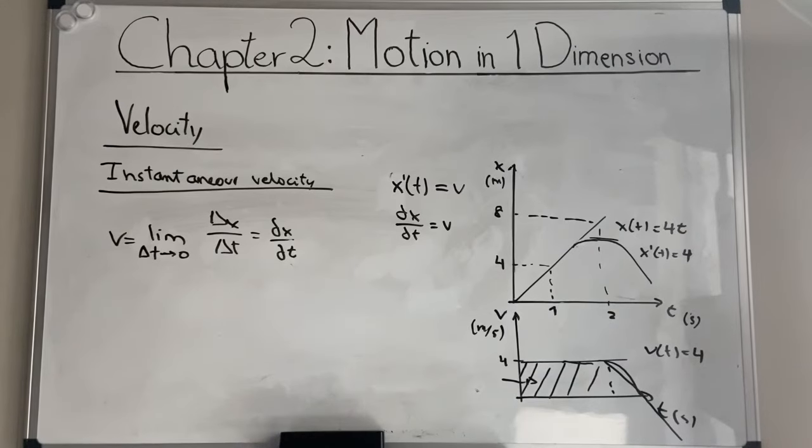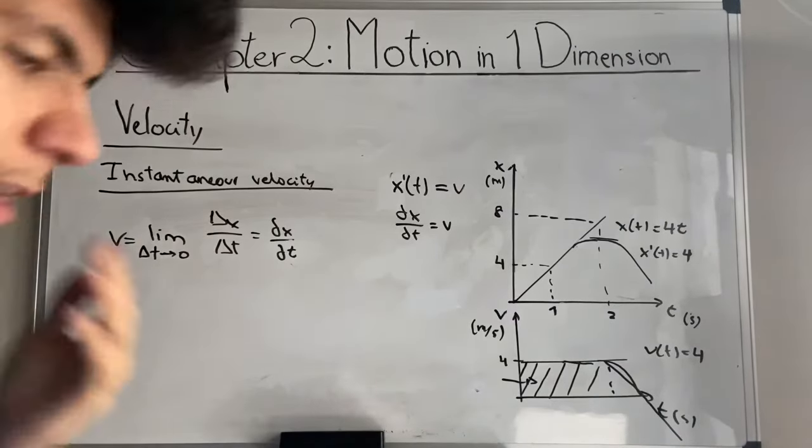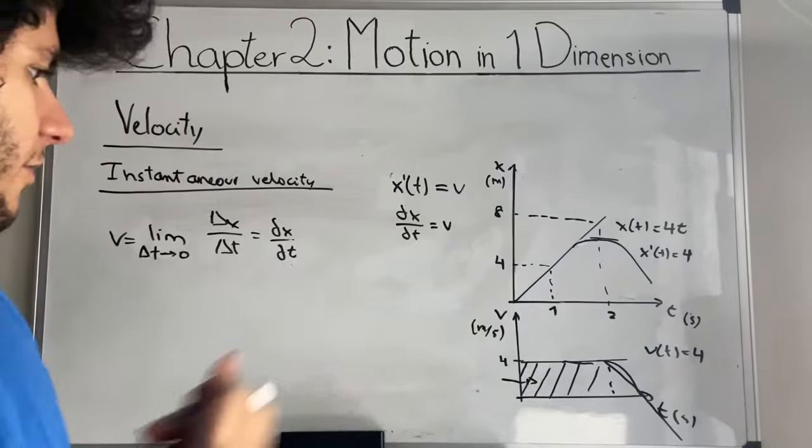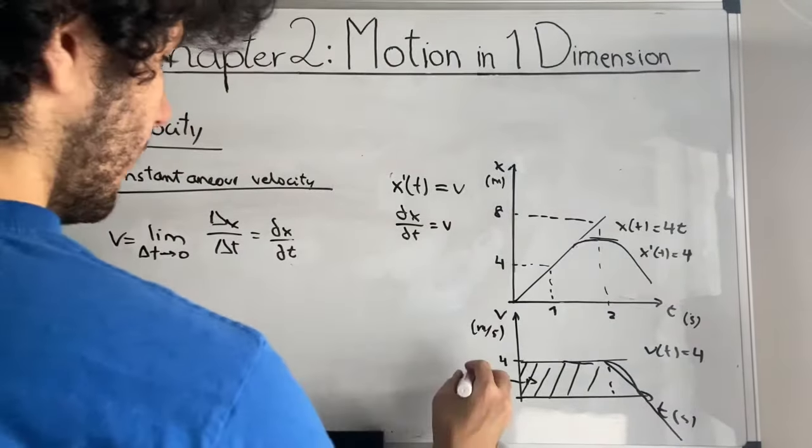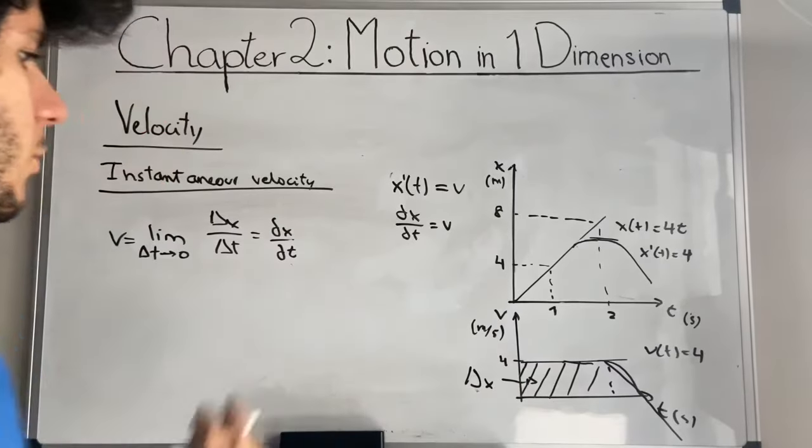All right, so moving on, it's worth noting that the area underneath the velocity graph is in fact the displacement, right? Okay, that's worth noting as well.